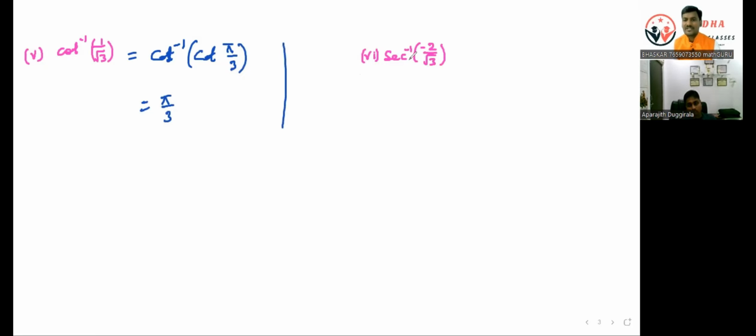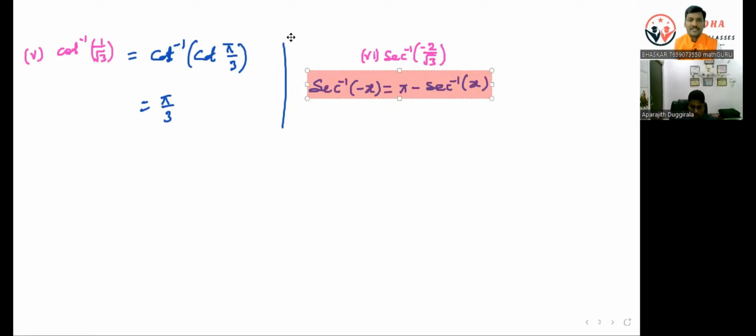Next, secant inverse of minus 2 by root 3. Here, secant inverse of minus 2 by root 3. Secant inverse of minus x is equal to, so we have the formula. What is the formula? Pi minus secant inverse x. Very good. Pi minus secant inverse x is the formula here. So we are going to apply the same formula here.